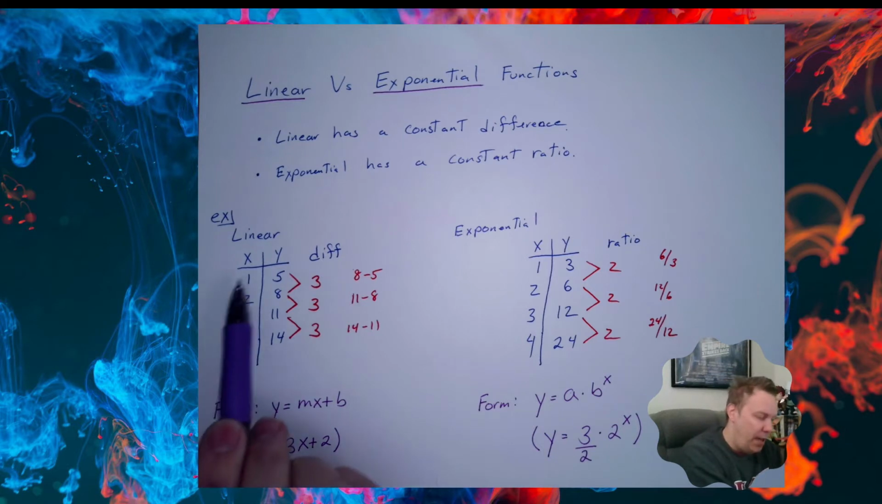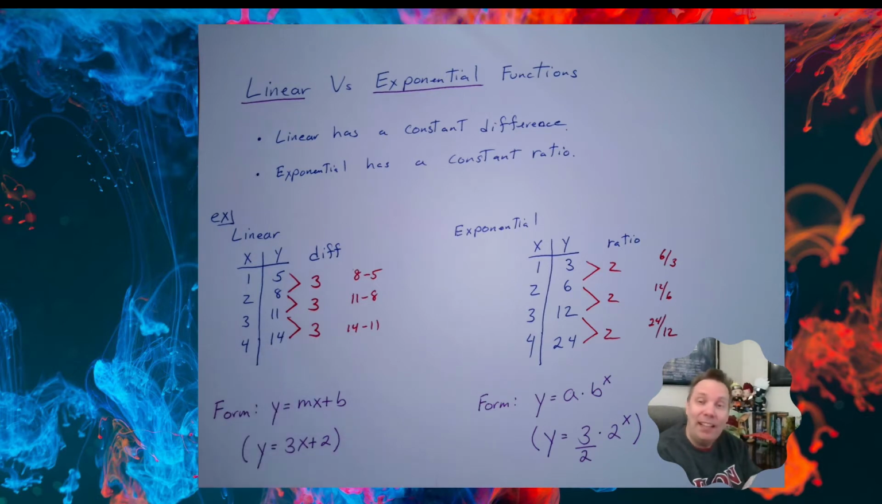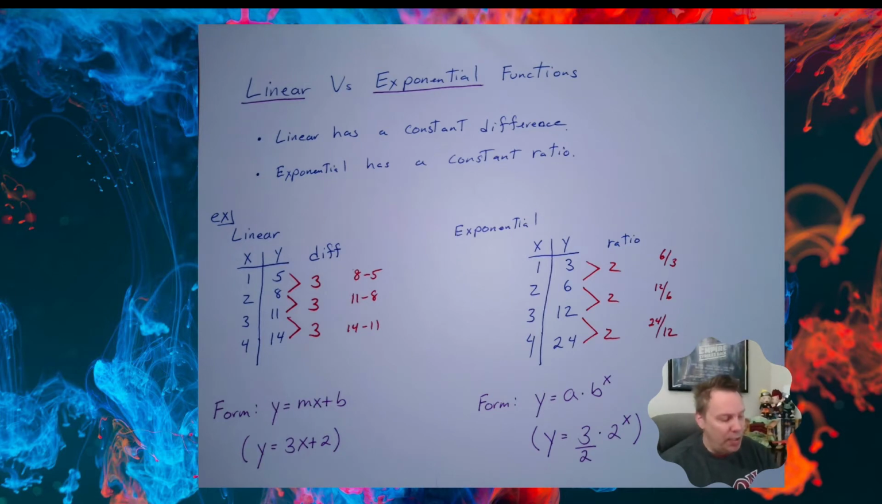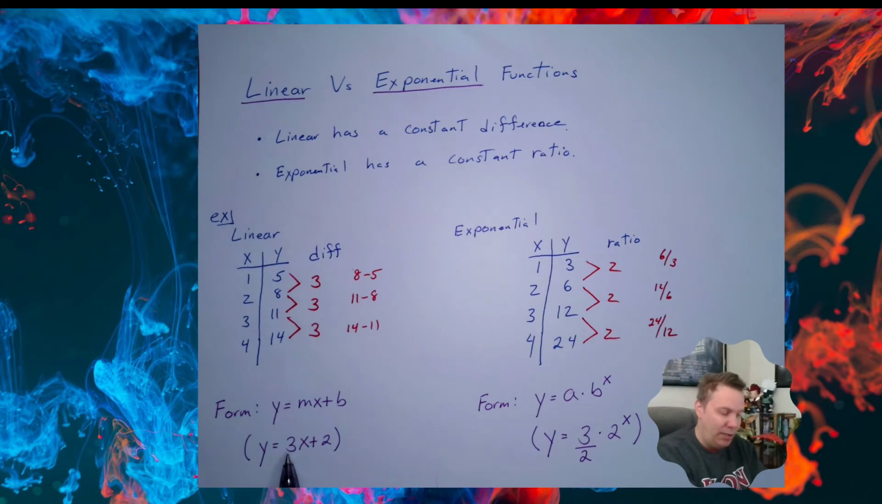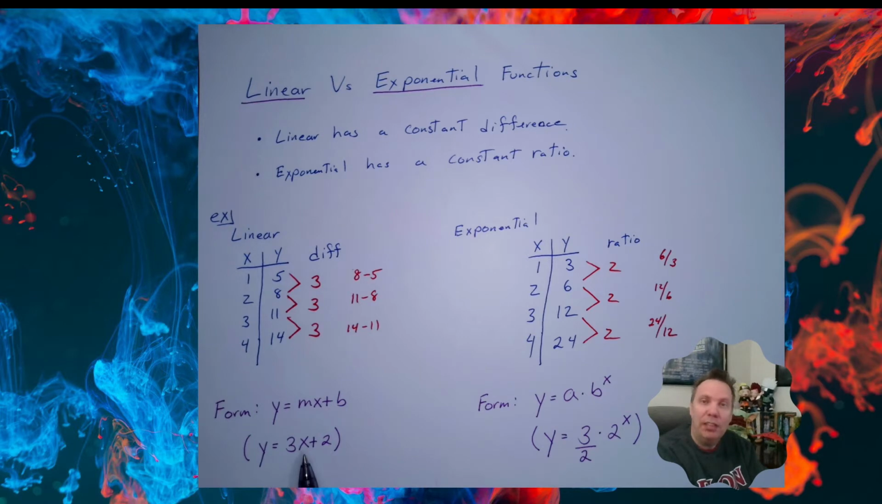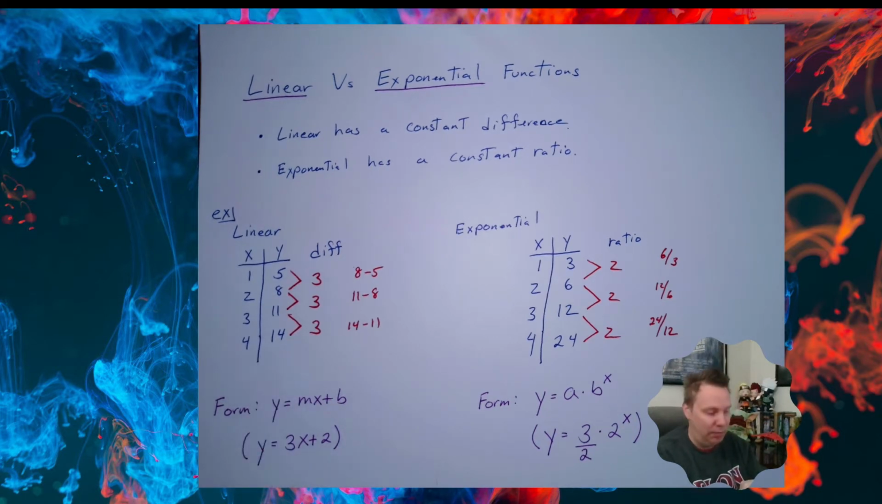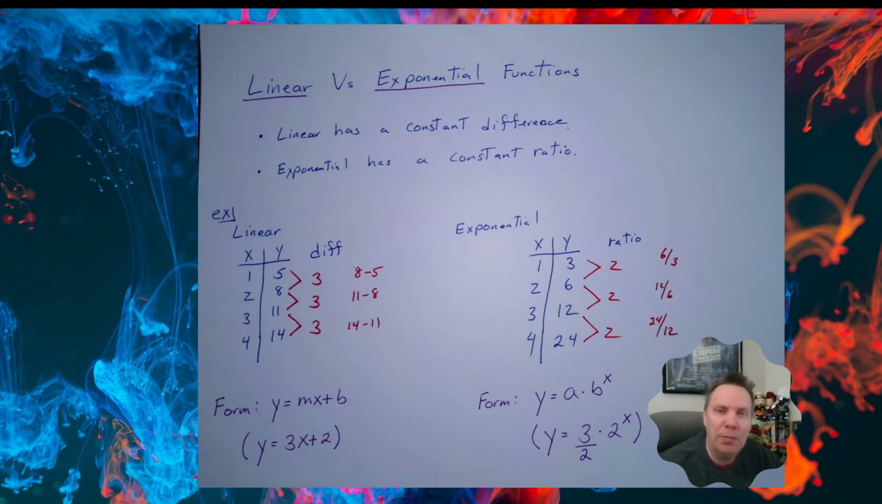In other words, if I have inputs 1, 2, 3, 4, then the outputs, if I take their differences, well, in this example, I'm always going to get 3. So what does this tell me about the linear function? It tells me that the slope is 3. So I automatically know that m is 3. That's what this difference represents. Now, here's the specific model for a linear function, and you can verify that this particular model gives me those outputs. But I want to focus a little bit more on exponential functions today.